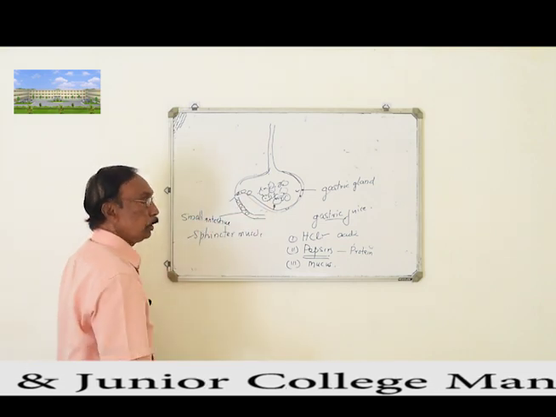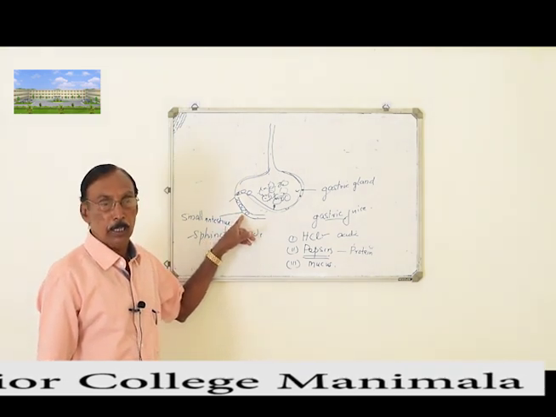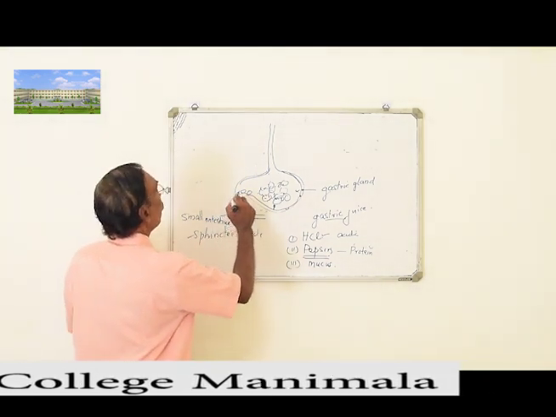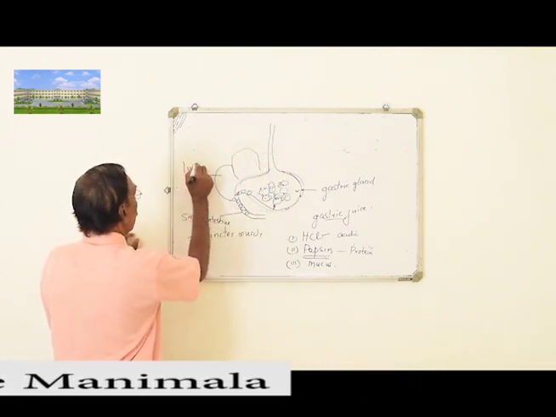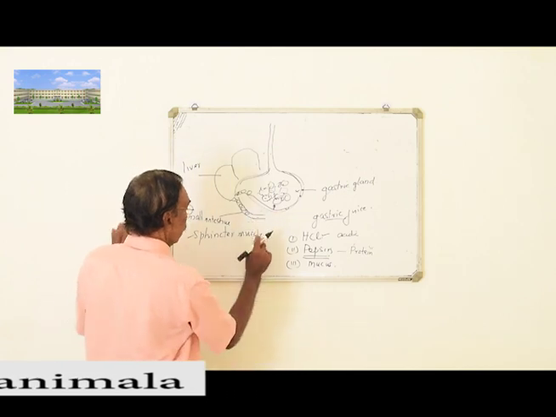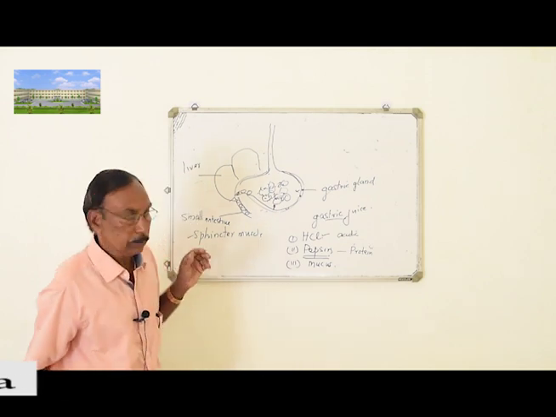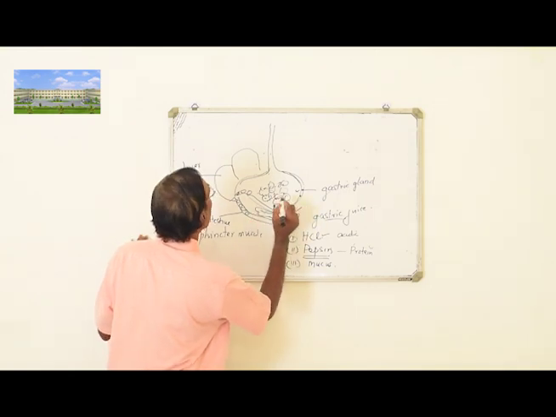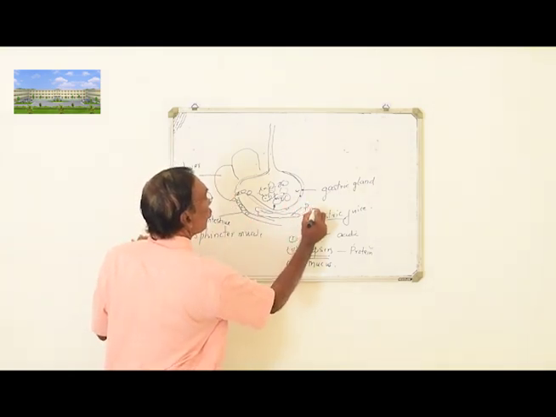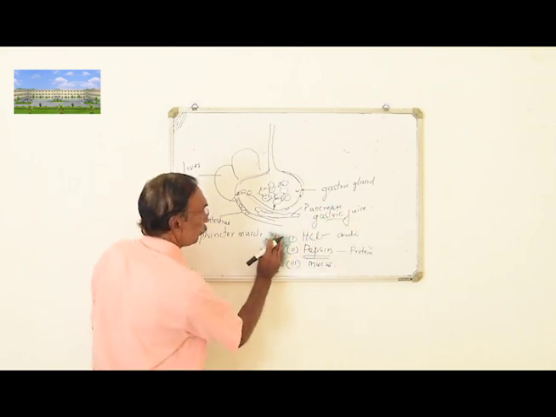The first part of the small intestine, which is not labeled in the textbook, is called the duodenum. Two important glands are connected here. One gland, very big, the biggest gland in our body, is the liver. And the second gland, it is here, is called the pancreas. Two glands are connected here. Pancreas is somewhat a gland like this. This is liver, this is pancreas. Liver and pancreas.